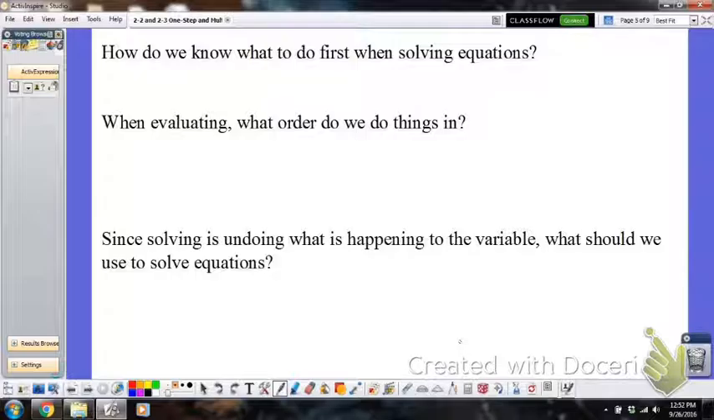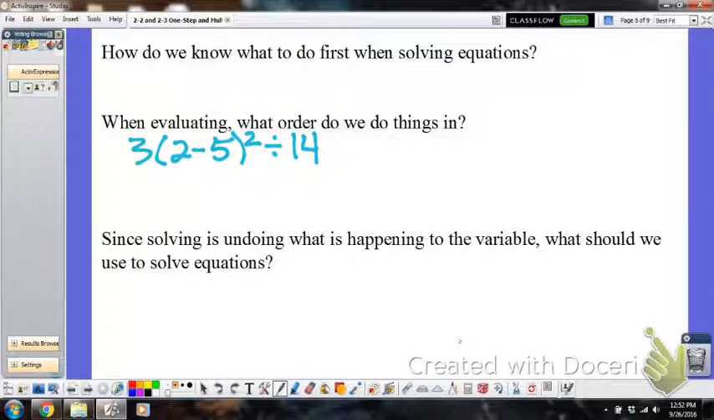However, sometimes we look at equations and we're not really sure what to do first. So we ask ourselves, how do we know what to do first when solving equations? To answer that question, let's answer these next two questions. When evaluating, what order do we do things in? If I had something like 3 times 2 minus 5 squared divided by 14, what order would I do it in? Or how do I know what order I would do it in?